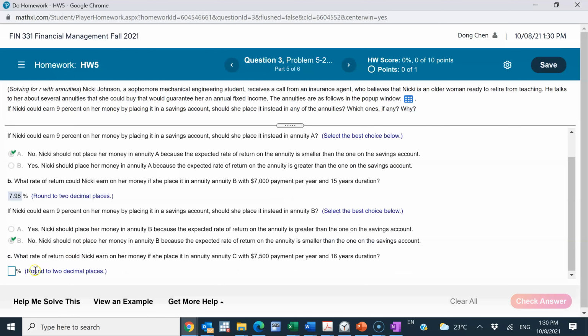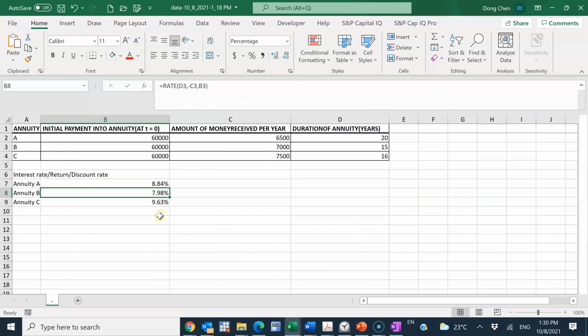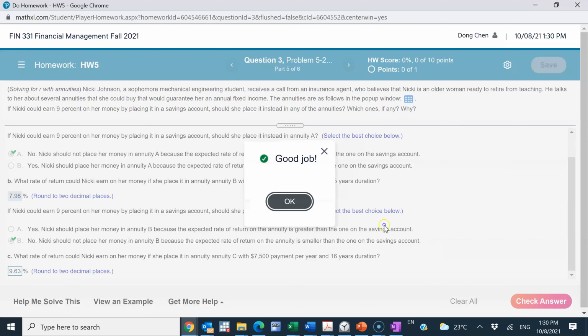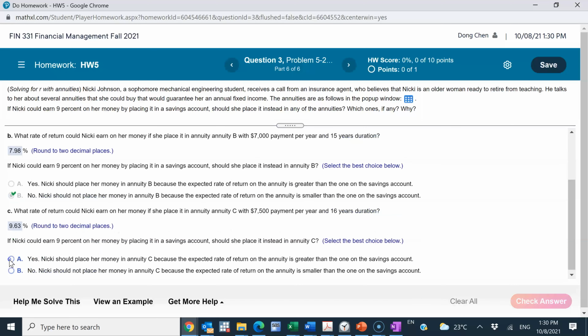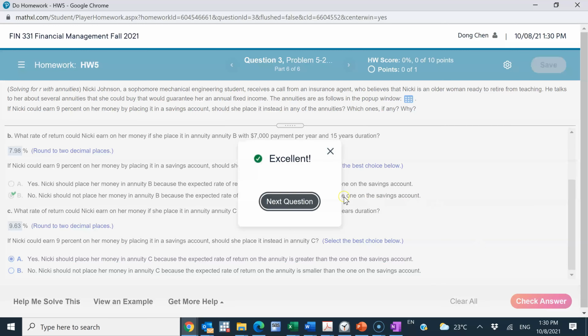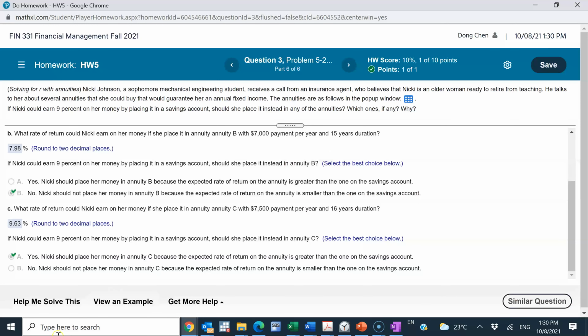So, let's continue. We already did the calculation for annuity C. Just copy the number, basically, 9.63%. And now the preference will change, because you can see that here the return is higher than 9%. So yes, Nikki should place her money in annuity C, because the return on the annuity is greater than the one on the savings account. And then I think we're done with this question.